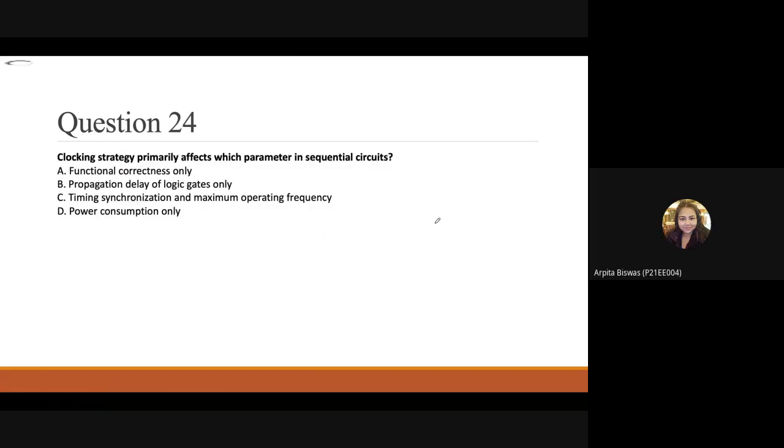This is question number 24. Clocking strategy primarily affects which parameter in a sequential circuit? Option A, functional correctness only; option B, propagation delay of logic gates only; option C, timing synchronization and maximum operating frequency; option D, power consumption only. It is option C, timing synchronization and maximum operating frequency.